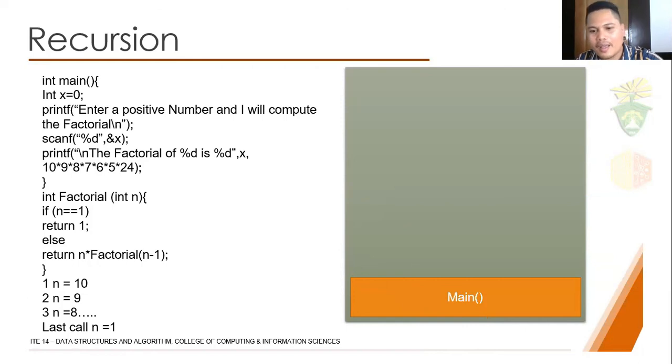So this time, when main executes this printf, the result of factorial of 10 will be displayed. Then main returns 0, and my program ends. So that's how recursion works, and that's how our programming works in terms of backtracking, or how the chain of function calling returns control to main.